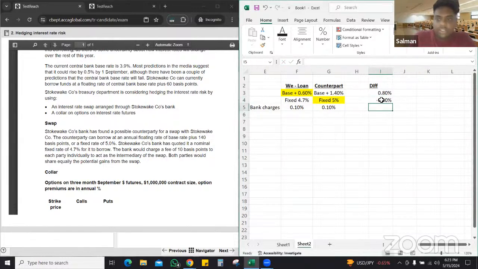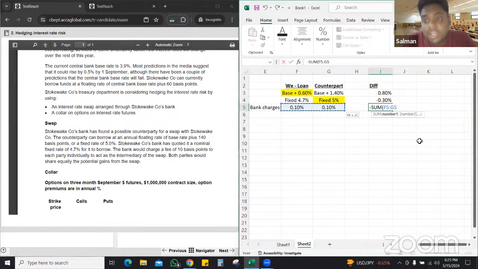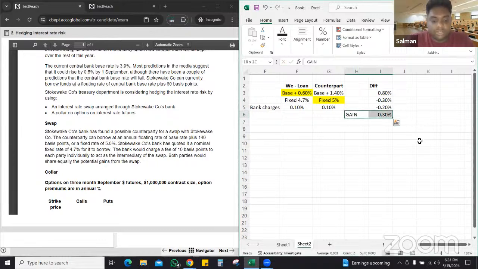There's a loss of 0.3%. And bank charges, this 0.1% should be paid by both the parties. So due to the interest rate swap, an additional 0.2% charge is paid. So what is the net gain? The net gain is 0.3%.